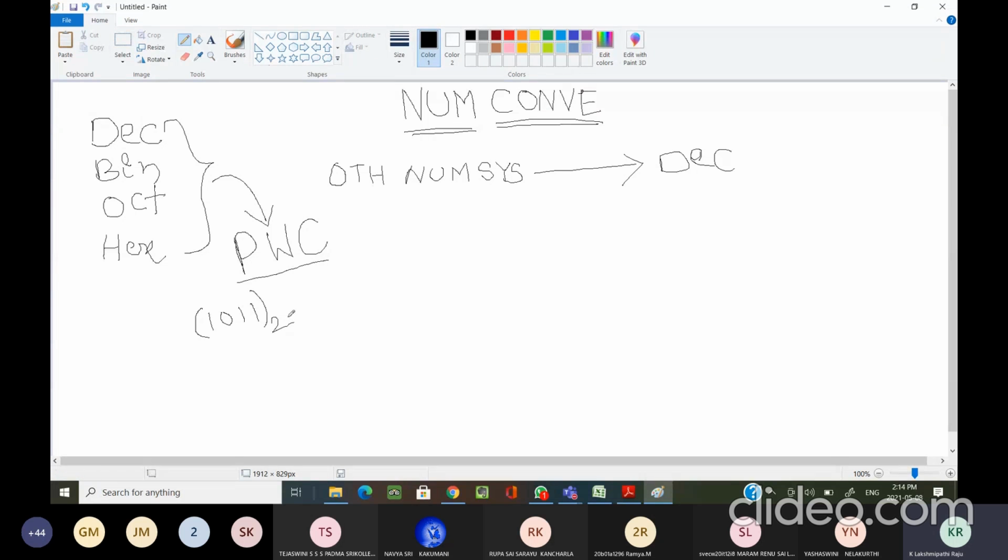Now tell me what are the positions of these four bits, and what are the weights? What is the position of this bit 1? The position is 0. The second bit position is 1. The third bit position is 2. And the last bit position is 3.